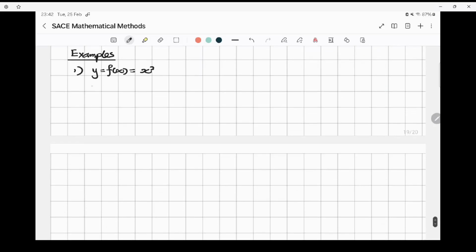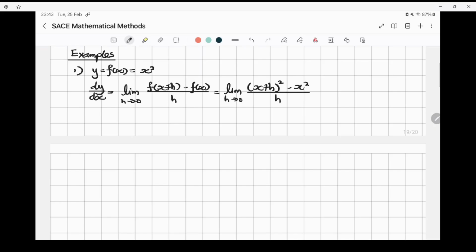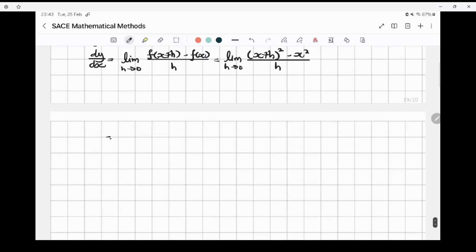So what is the definition of dy/dx? It will be when you study the limit of h approaches 0, f(x + h) minus f(x), and then the whole thing you divide by h. So you just need to plug in the equation. So f(x + h) will be (x + h) the whole thing squared, because your initial function is x squared, minus x squared, divided by h. So I will write the equal sign over here.